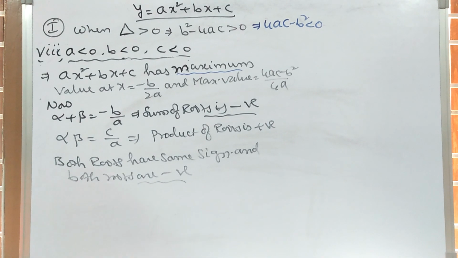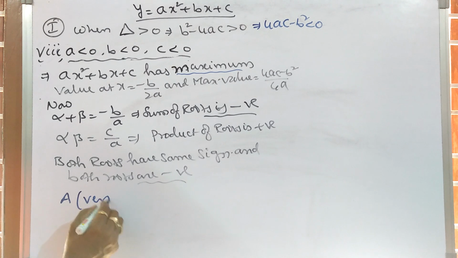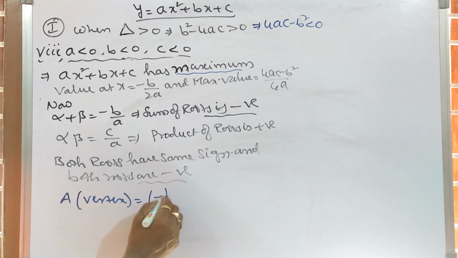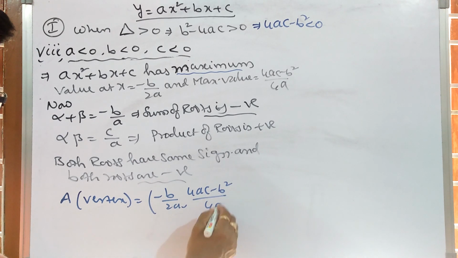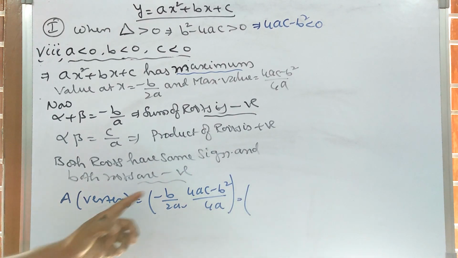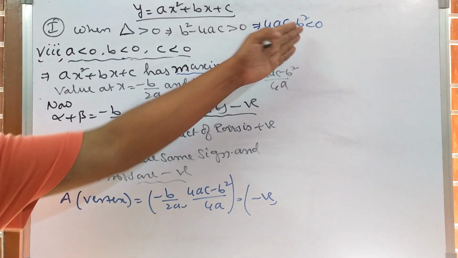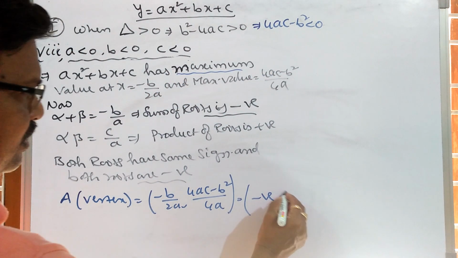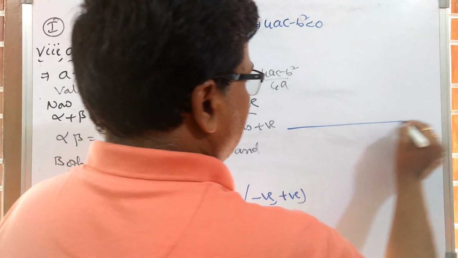Now let us see the vertex. Vertex is equal to minus b by 2a, 4ac minus b square by 4a. How will the vertex be? Minus b by 2a is negative, and 4ac minus b square is negative. Negative by negative is positive. That means the x coordinate is negative and the y coordinate is positive. That means the vertex belongs to the second quadrant only. Now let us draw the graph of this one.